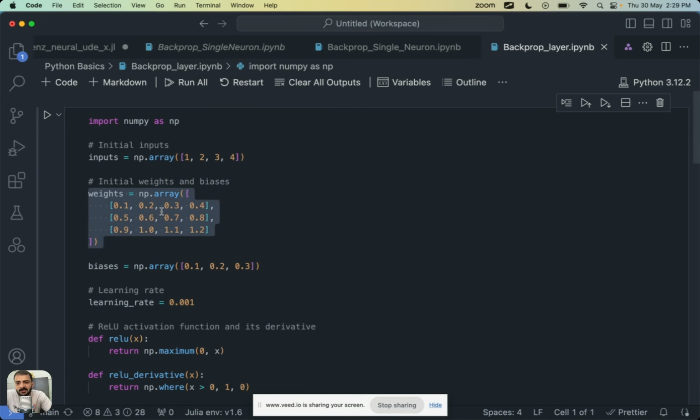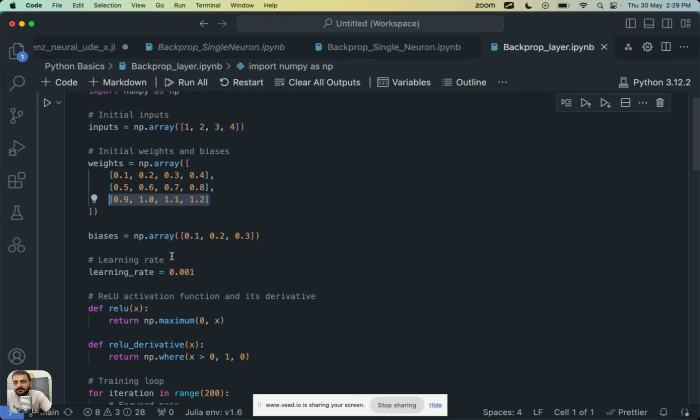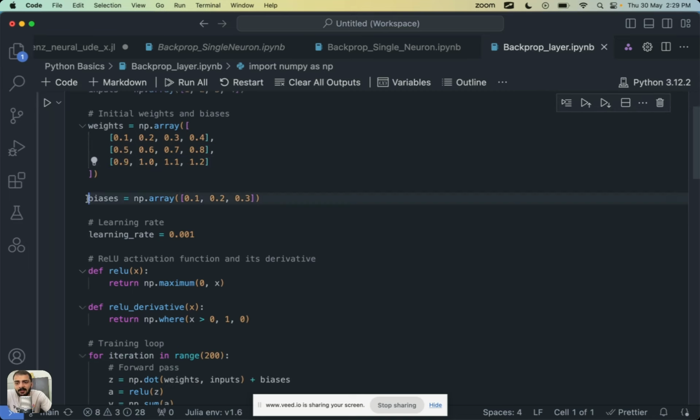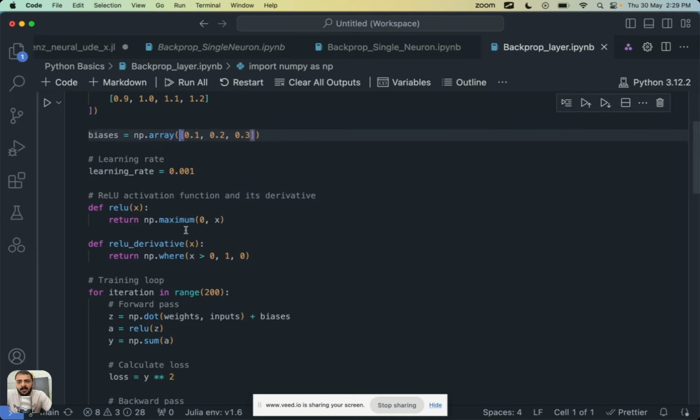This is exactly what has been written over here. These are the weights. The first row are the weights of the first neuron, the second row are the weights of the second neuron, and the third row are the weights of the third neuron. And here are the three biases: 0.1, 0.2, and 0.3. The learning rate which we are going to use is 0.001, because it's a practical small rate which is generally used.